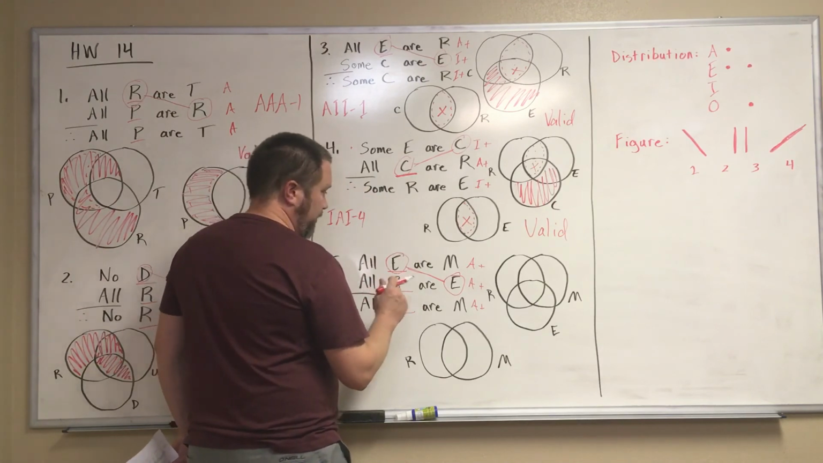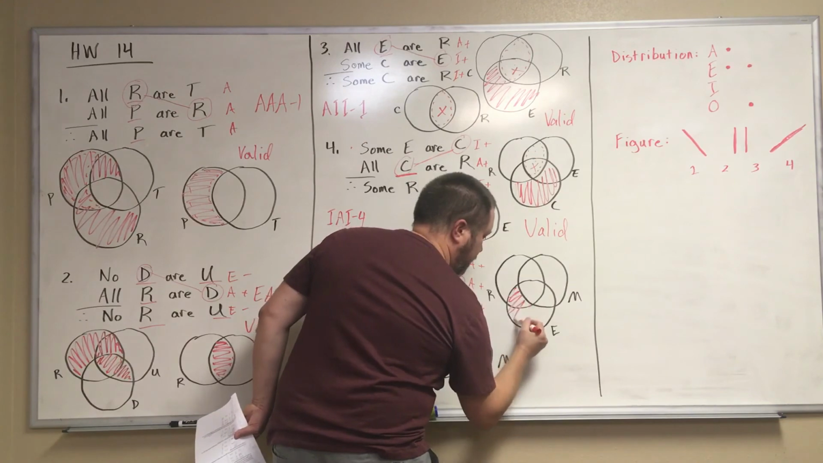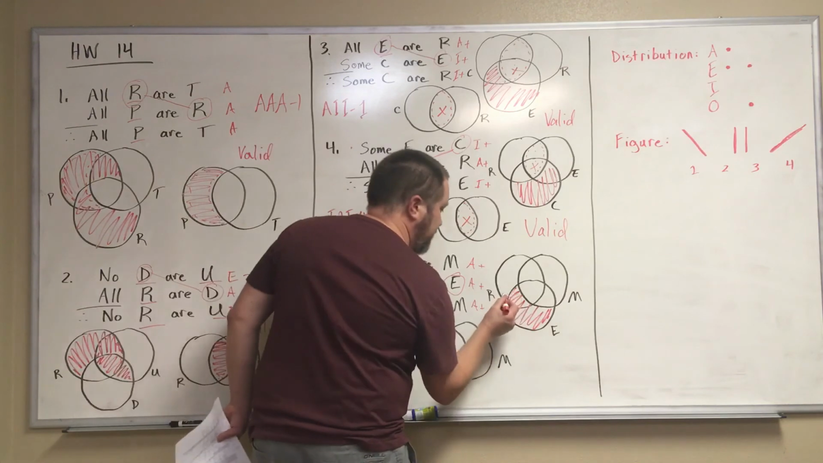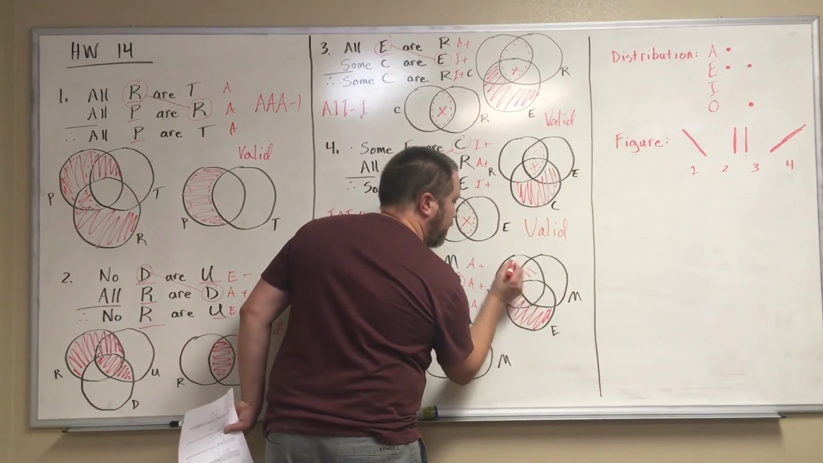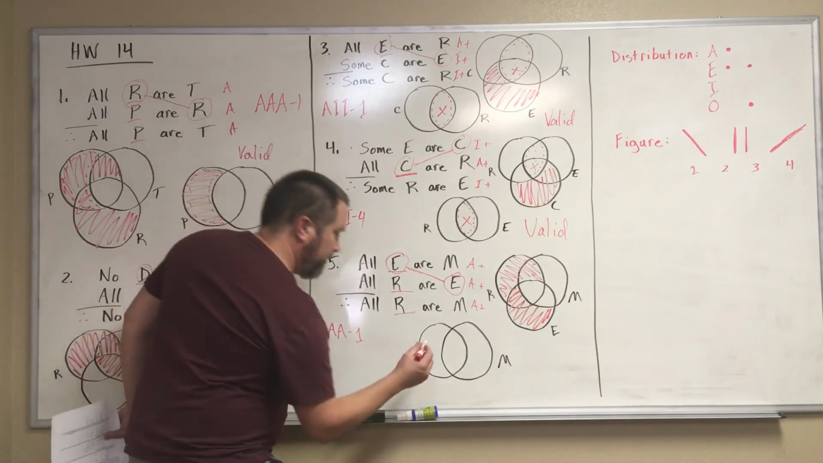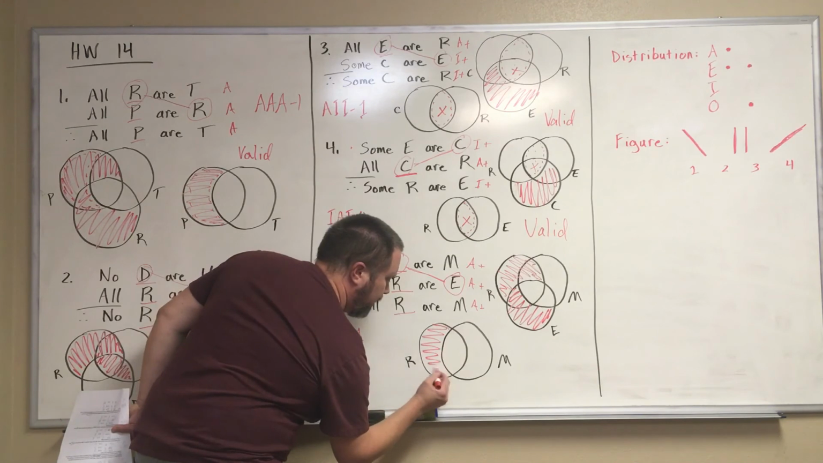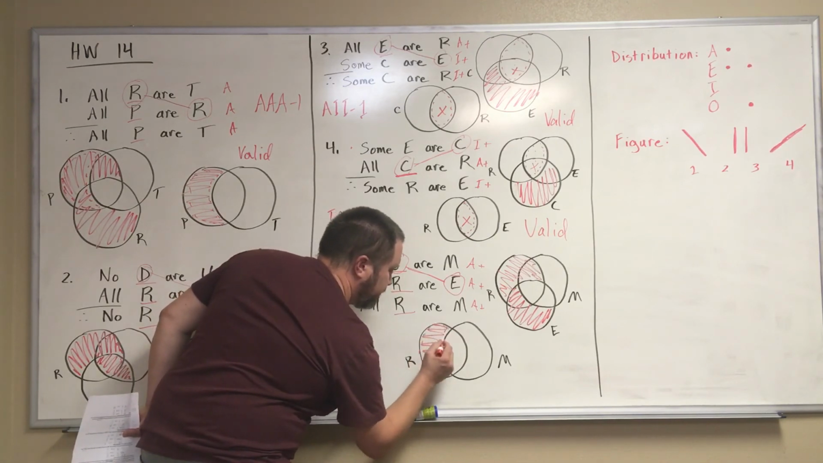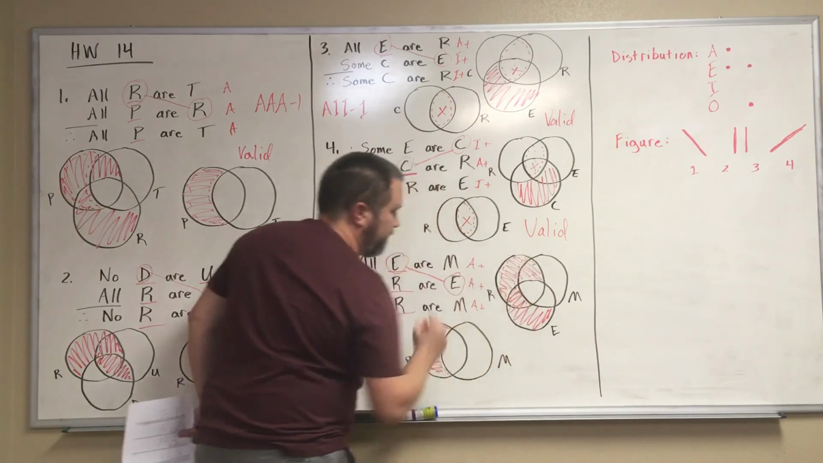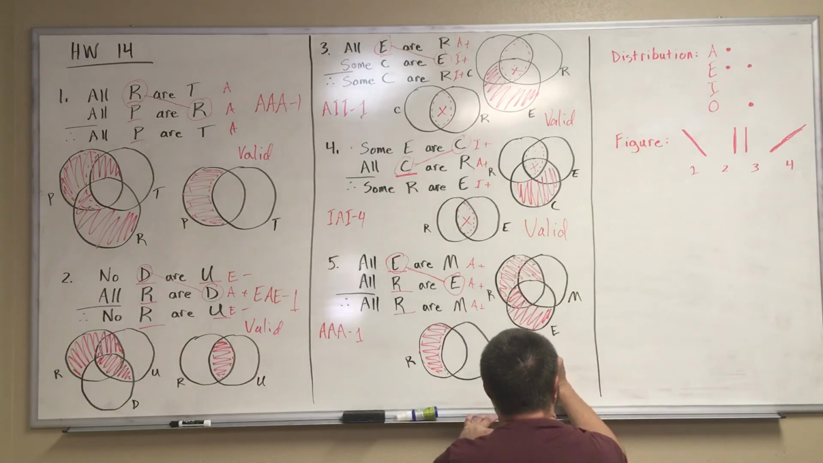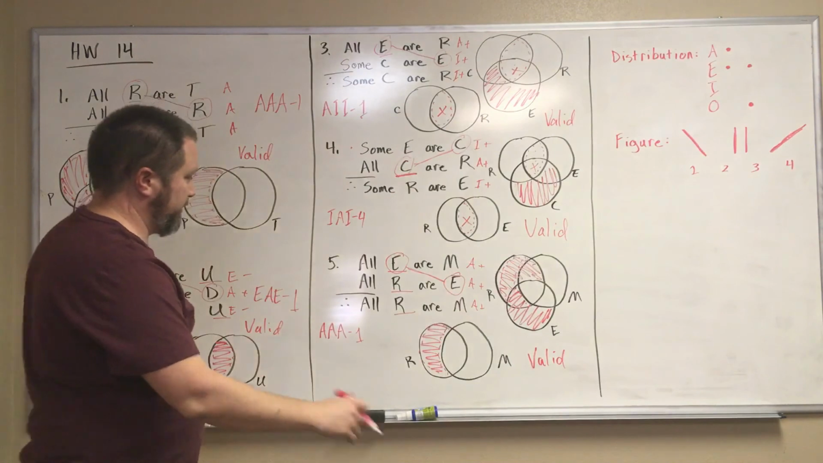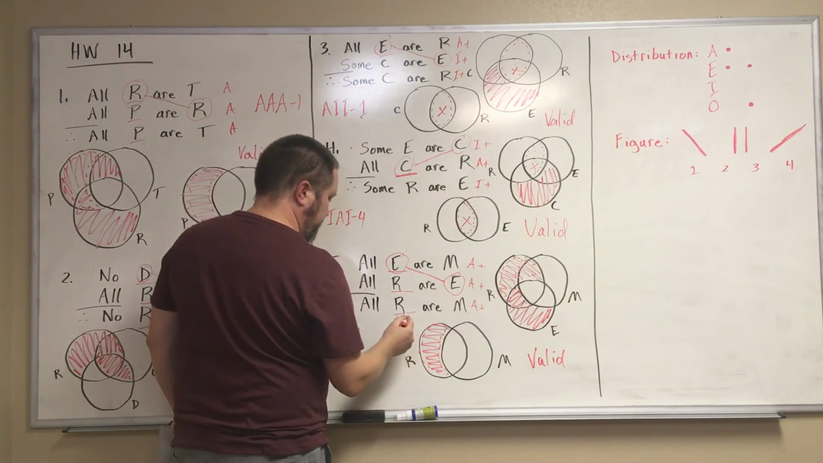Yep. So all E are M. Shade the crescent moon on the bottom. All R are E. Crescent moon on the top. And then what we're looking for in the conclusion, all R are M. So this crescent moon on the left, transfer that over, and indeed it's all filled in. So we're valid.